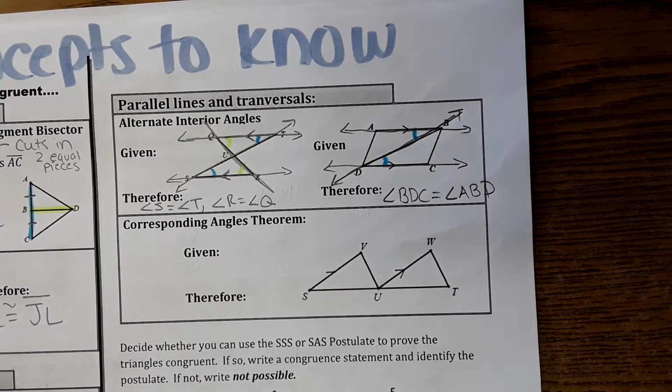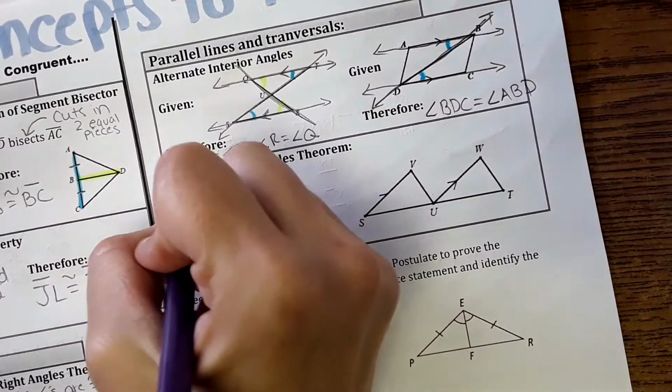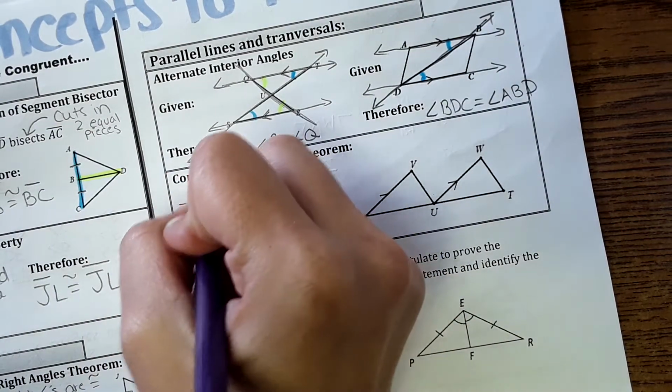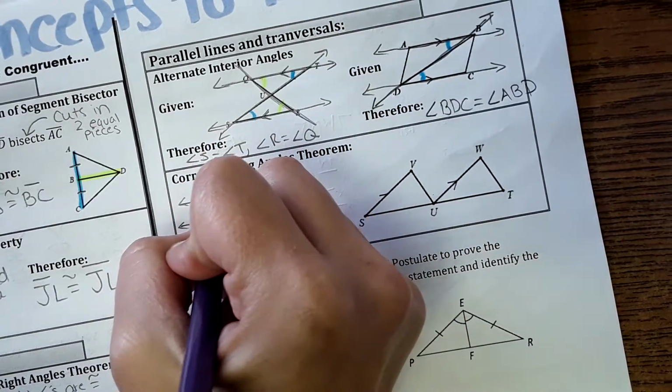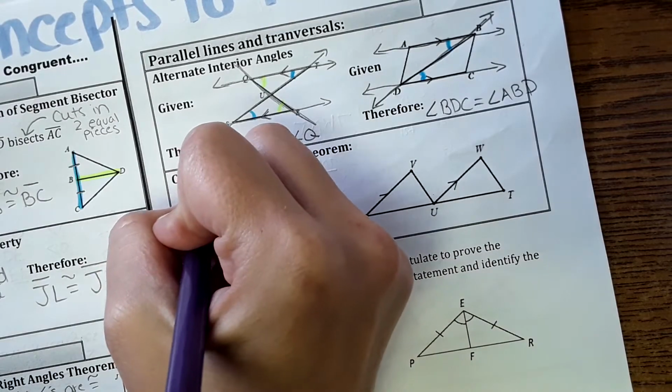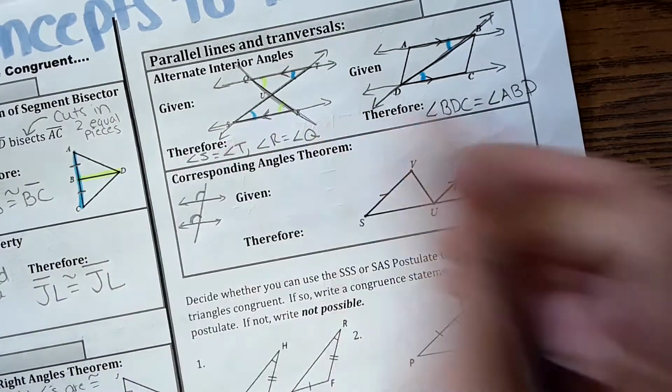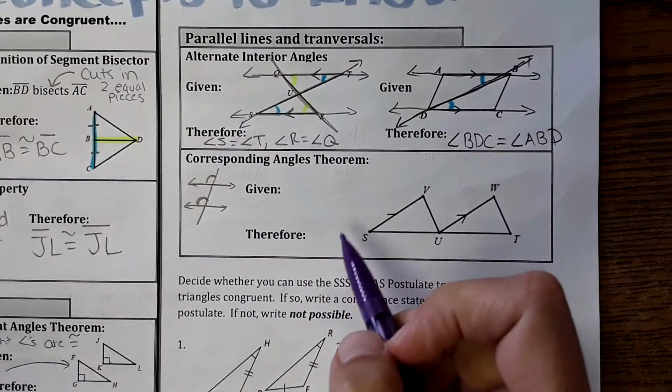Okay, and then we have corresponding angles theorem. Just a little reminder, corresponding angles look like this. You would have parallel lines here, and then the transversal, and corresponding would be like this angle and this angle. It gives us this picture here.